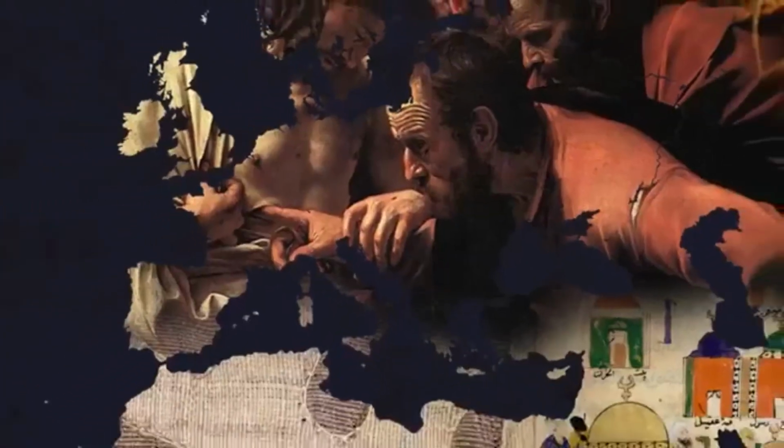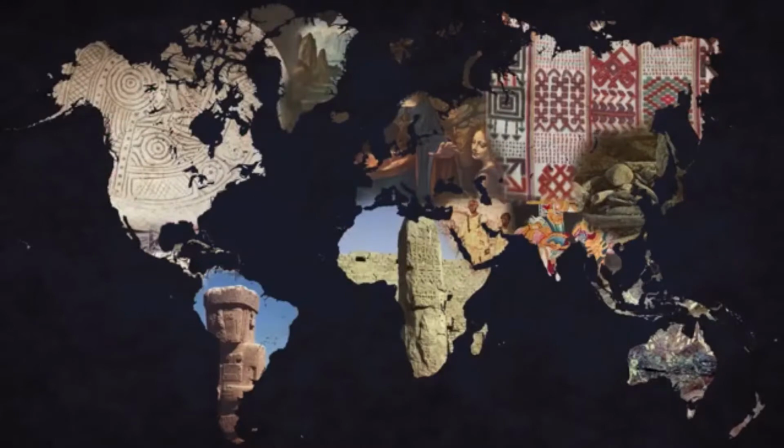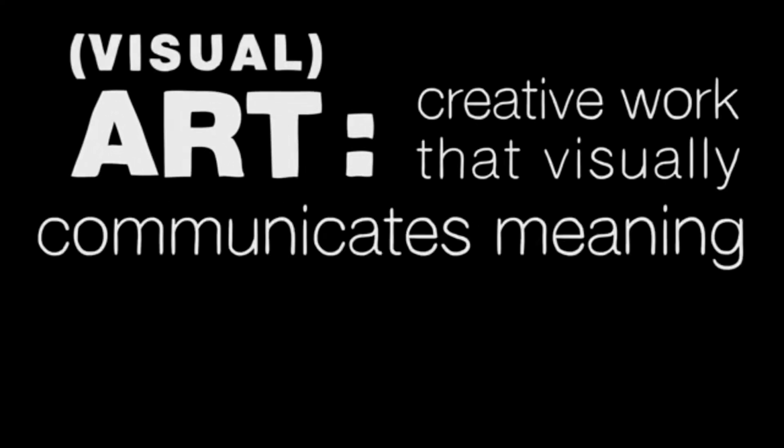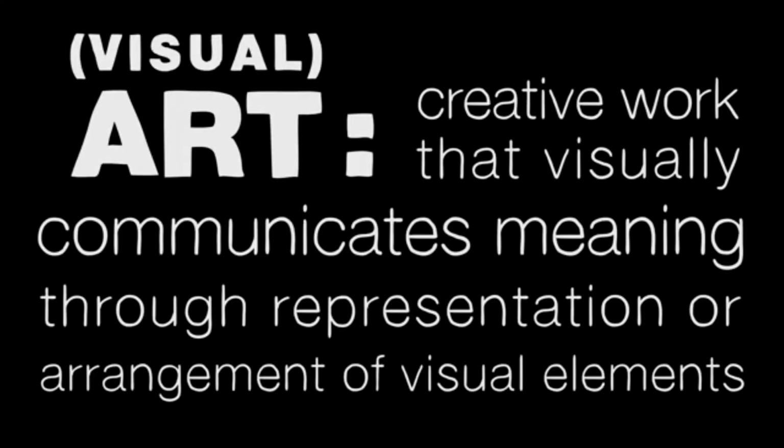In this sense, Western art shared a utilitarian purpose with other cultures around the world, some of whose languages, incidentally, have no word for art. So how do we define what we call art? Generally speaking, what we're talking about here is work that visually communicates meaning beyond language, either through representation or the arrangement of visual elements in space.